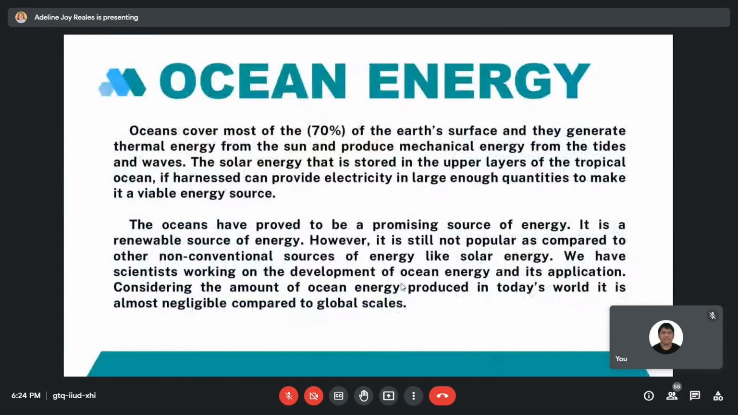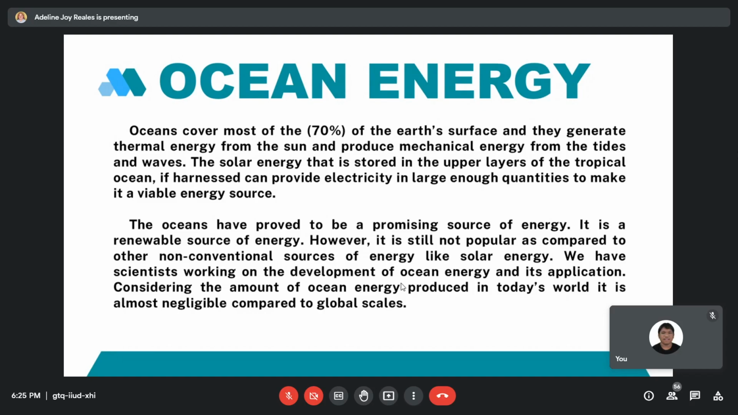Next po. So, ocean energy. Oceans cover most of the 70% of the Earth's surface, and they generate thermal energy from the sun and produce mechanical energy from the tides and waves. The solar energy that is stored in the upper layers of the tropical ocean, if harnessed, can provide electricity in large enough quantities to make it a viable energy source.